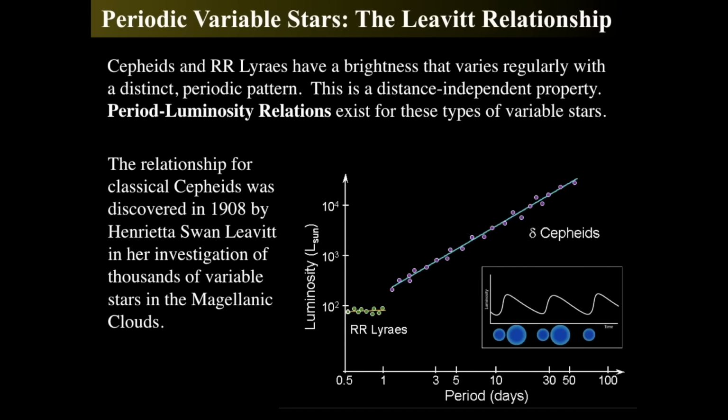The Cepheids and RR Lyraes do have this brightness that varies regularly with a distinct pattern. And so with delta Cepheids and RR Lyraes, she discovered the period was directly related to the brightness, and that was her discovery in 1908 and worked on through 1912. And this was what she was working on when she was studying the Magellanic Clouds to find their distance, because she found these variable stars inside the Magellanic Clouds while she was trying to find their distance.